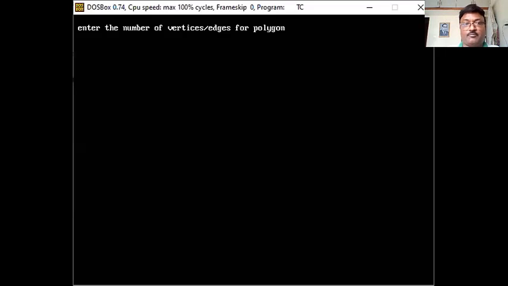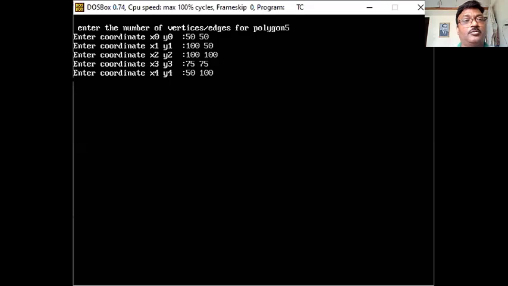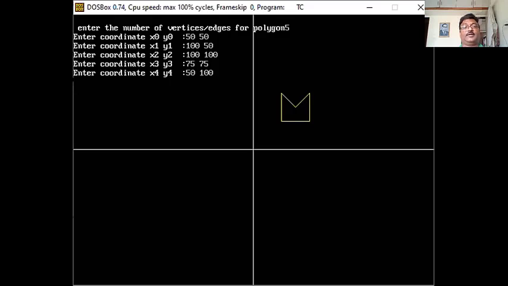Suppose that the polygon has 5 coordinates. I am using 5 coordinates. So start with, suppose, 50, 50. Okay. Then go for 100, 50. Here you have to go for 100, 100. Now use 75, 75 and 50, 100. No, 0 to 4 means 5 coordinates. See, that is in the yellow color. This polygon appears in yellow, so I have changed the color by using set color. Okay. So now what type of polygon is this? This is the concave type of polygon.